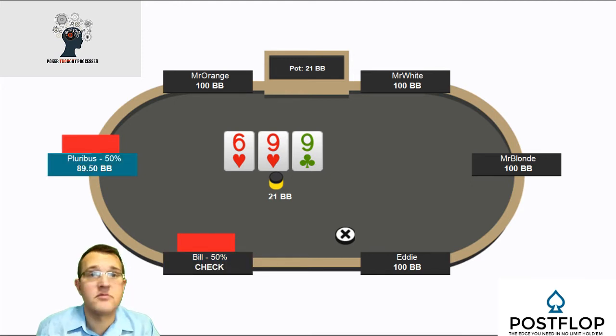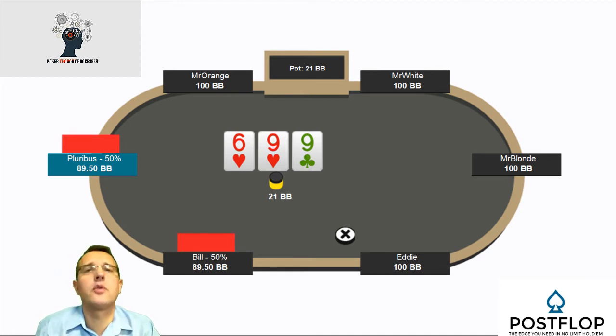The villain does check to me, leaving me in what I like to call post-flop scenario 1, or PS1. This simply means I'm the aggressor in position facing a check. It's the best of the post-flop scenarios to be in. I'm not really thinking too much about pot odds here, but if I bet half the pot, I present 25% odds to my opponent, which is a perfectly rational thing to do here.